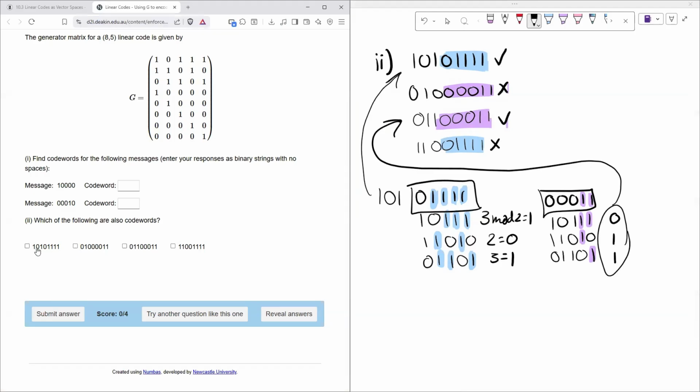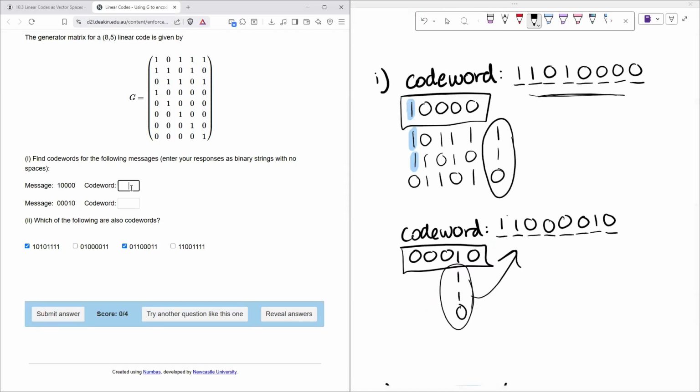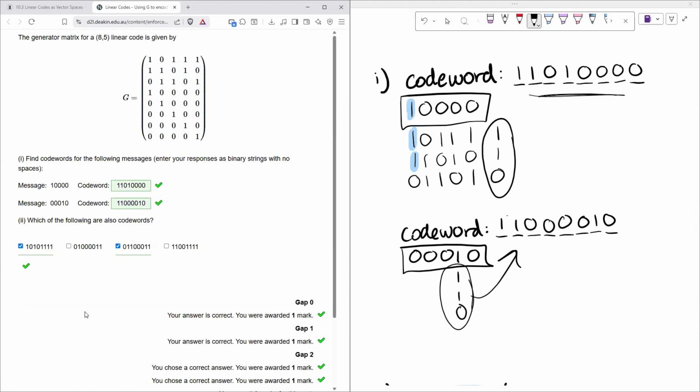So if we enter all of our answers into the numbers system now, we will notice that they are correct. This really isn't that difficult once you have these shortcuts, but make sure that you understand how this works and why these code words are valid and why these ones are not.